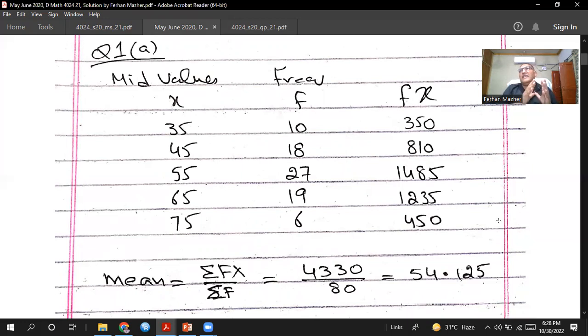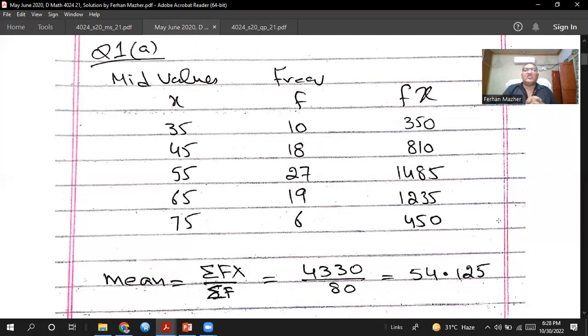So I will multiply the frequency and the mid values. 35 multiplied by 10 gives 350. 45 multiplied by 18 gives 810. 55 multiplied by 27 gives 1485. 65 multiplied by 19 gives 1235. And 75 multiplied by 6 gives 450.